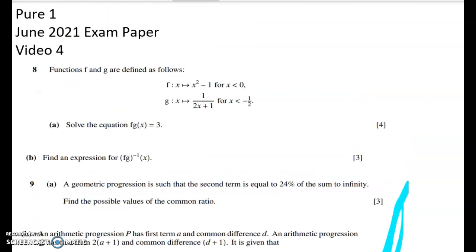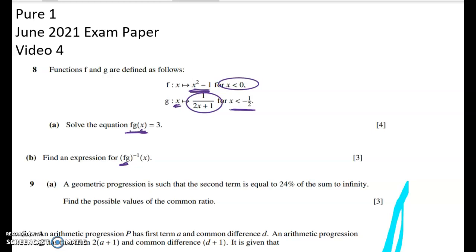Okay, so let's look at this first one. We've got two functions. We've got f, which takes input x, squares it and subtracts 1, and that's defined for all negative numbers. And then the g function takes in values that are below -1/2 and spits out 1 over 2x plus 1. So the first thing we have to do is to solve this equation here. So fg of x, which equals 3. So that means, first of all, do g to x and then do f to x, and then solve that equation. Next thing we have to do is to take that composite function, fg, and find the inverse of it.